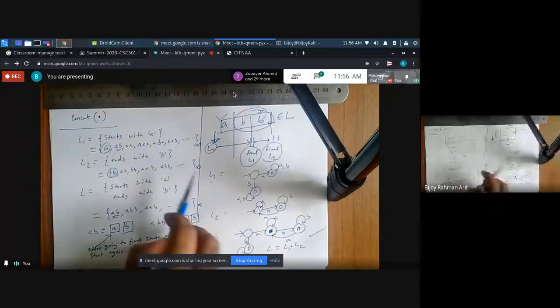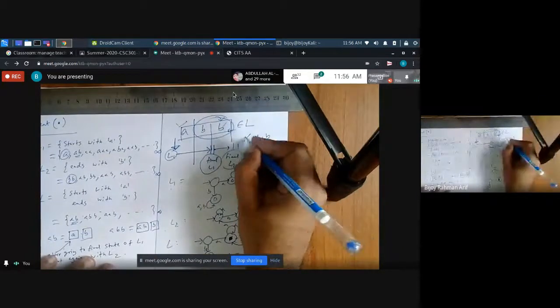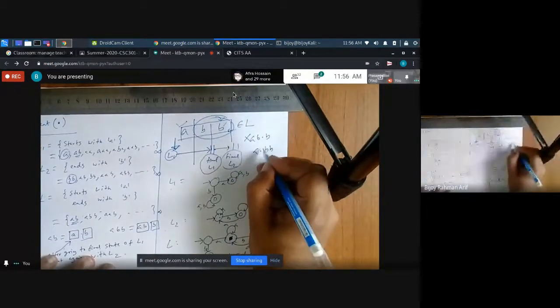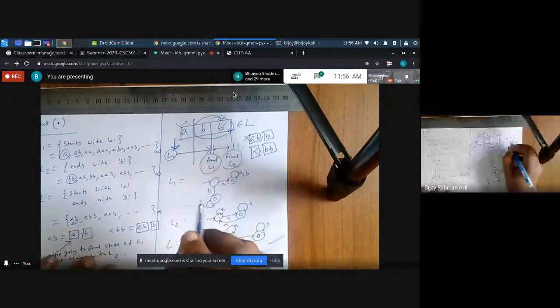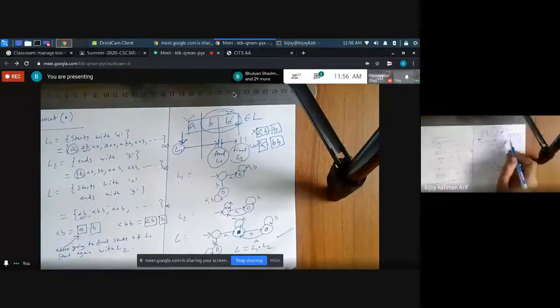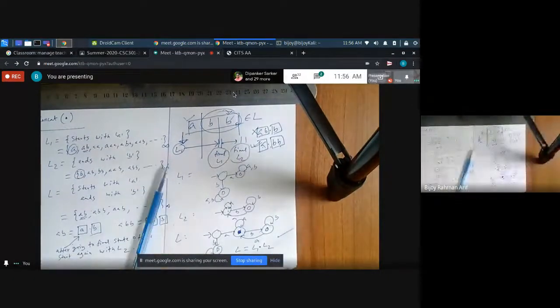So it is actually not concatenation like this, that AB concatenated with B. It is not the case. It is A concatenated with BB. Am I right or not? So this is the correct answer. AB not concatenated with B, A is concatenated with BB. Am I right?